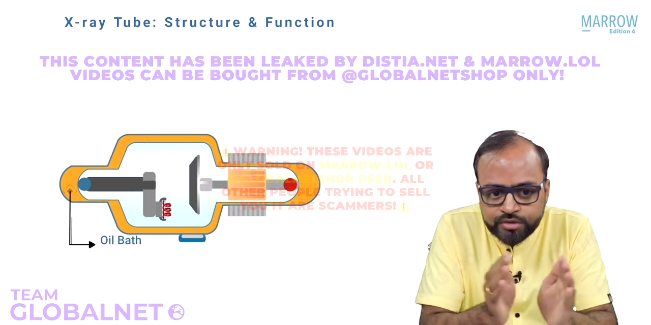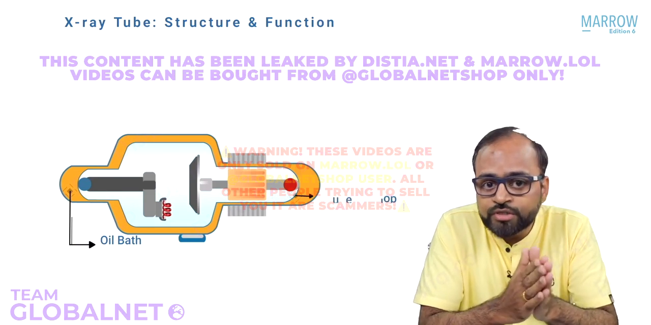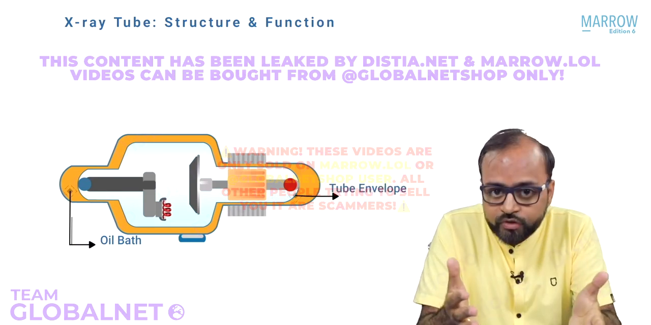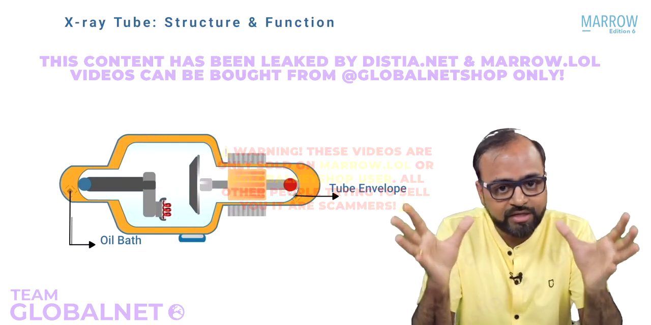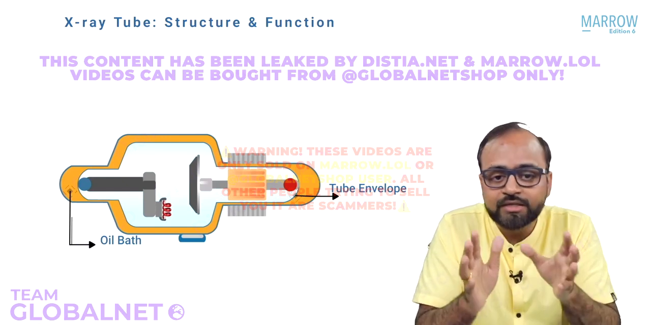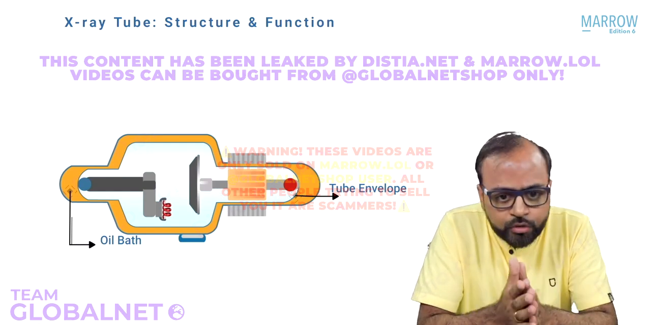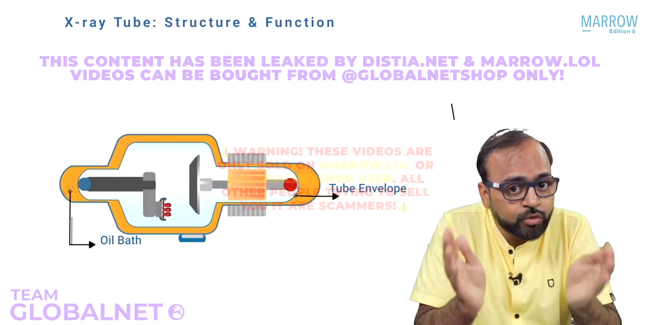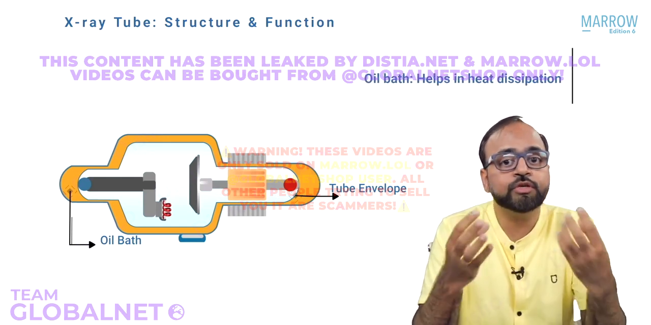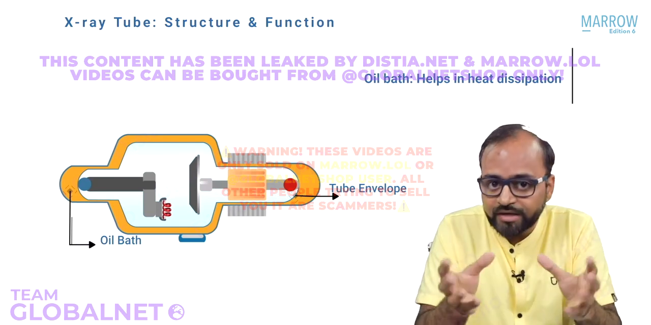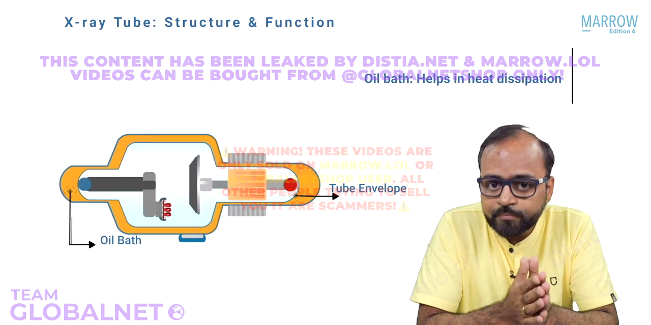Why is this oil used? This oil bath, placed inside the tube housing, surrounds the tube envelope. So outermost is the tube housing, which is filled with oil, and in that oil bath is kept a tube envelope. Remember, this oil plays a very important role because it surrounds the tube envelope and helps dissipate the heat which is produced from the tube components. So the oil has a heat dissipation role to play.